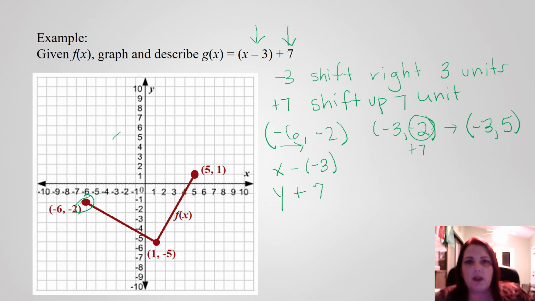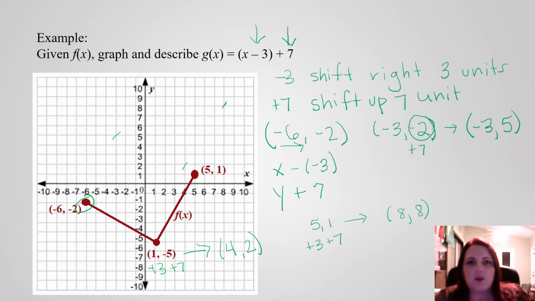So for -1, -5, I'm going to subtract -3, which is like adding a 3. So -1 plus 3 is going to be 2. And -5 plus 7 is going to be 2. So that new point is going to be 2, 2, right there. And the 5, 1 is going to become, by adding 3, 8. And then adding 7 to the 1 is going to be 8. So I'm going to have that point 8, 8.